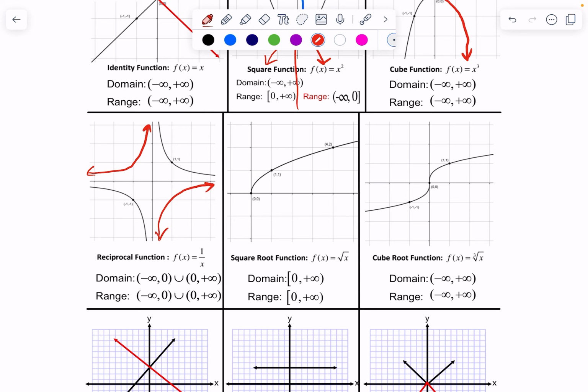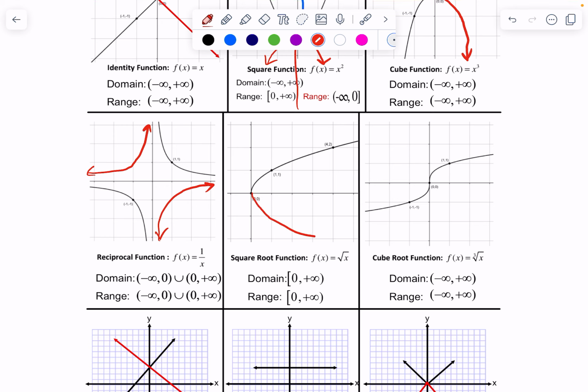Okay, so the domain for either of these goes from negative infinity to 0 and 0 to positive infinity. And the range is also the same. It goes from negative infinity to 0 and 0 to positive infinity. Square root function. Positive square root function, the domain goes from 0 to positive infinity. The range goes from 0 to positive infinity.